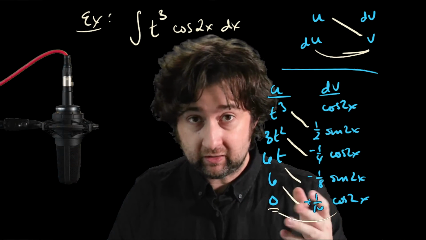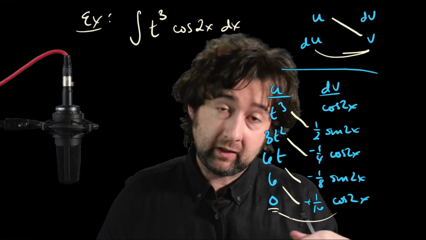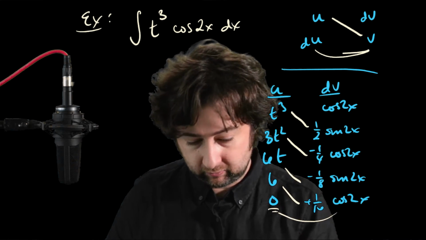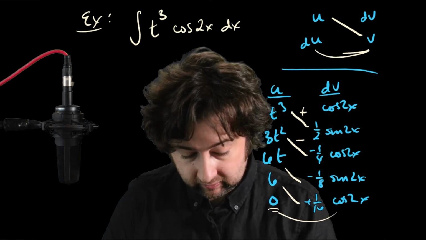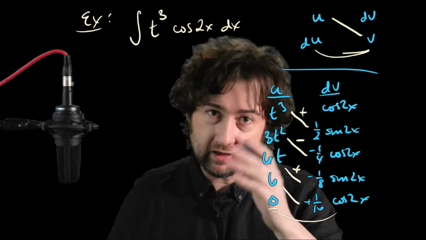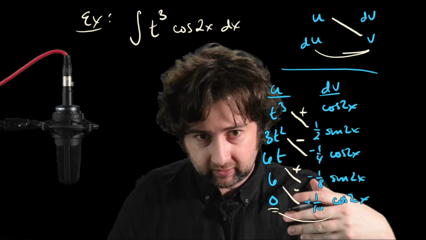So uv just means I'm going to multiply and multiply and multiply and multiply all the way down. In the first formula, it was uv minus the integral of v du. So this is going to be plus, and this is going to be minus. For the next integral, it's got to be plus because a negative applied to a negative is a positive. And alternating down the lines.